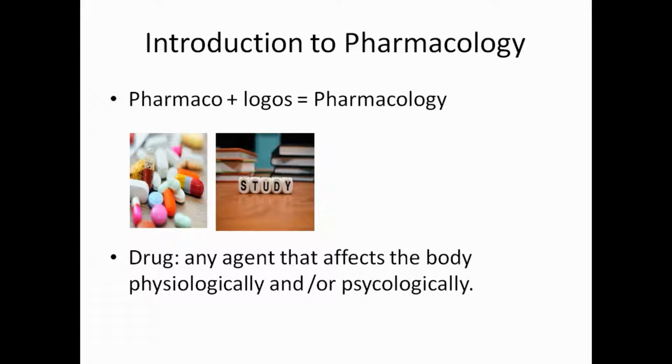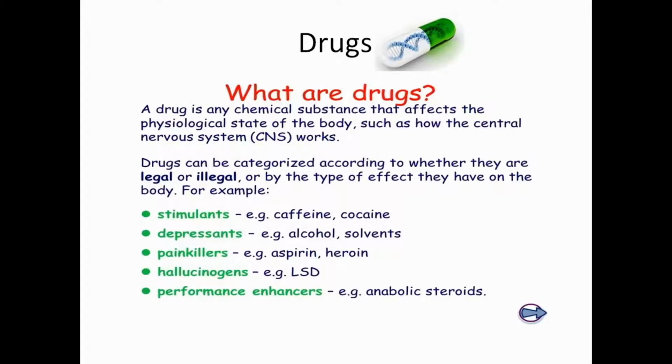So let's look more into drugs. What are drugs? Well, we define a drug as any substance that affects the physiological state of the body, such as how the central nervous system works. Drugs can be categorized based on whether they are legal or illegal, but most of the time we use the effects of drugs to classify them. As we know, drugs can either activate the body or inactivate the body in a way.